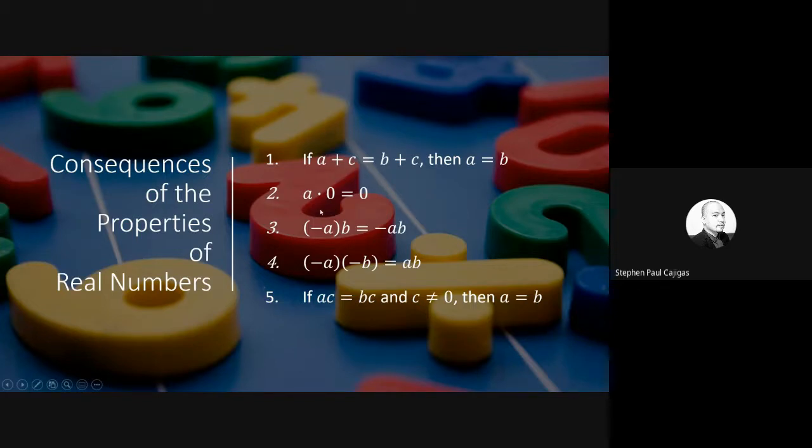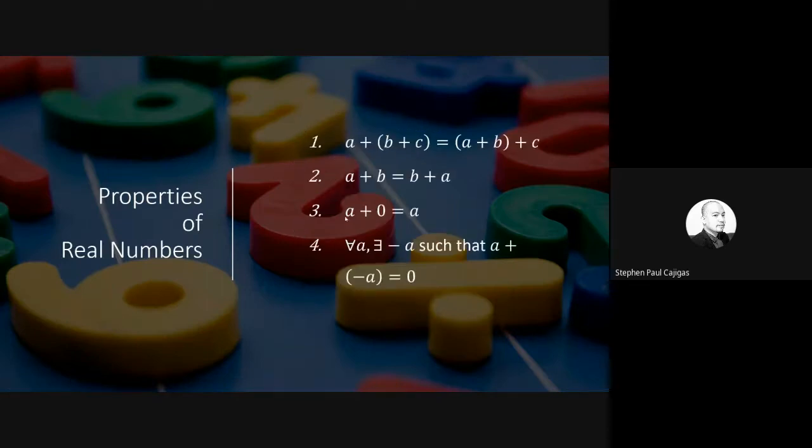So number 2, we also see that if we have a times 0, this is always equal to 0. We know that if we multiply a by 0, it is equal to 0. So we need to prove that. How do we prove that? We will be using these properties.